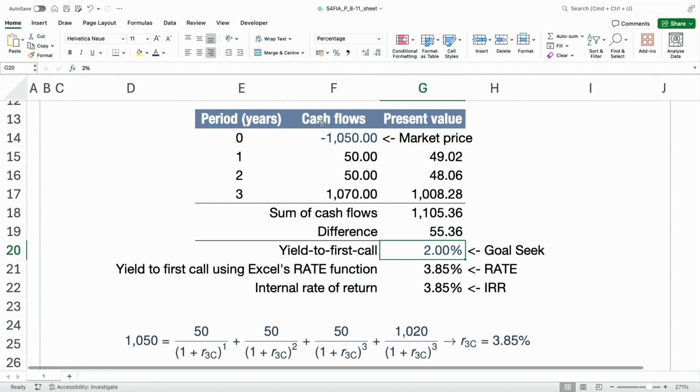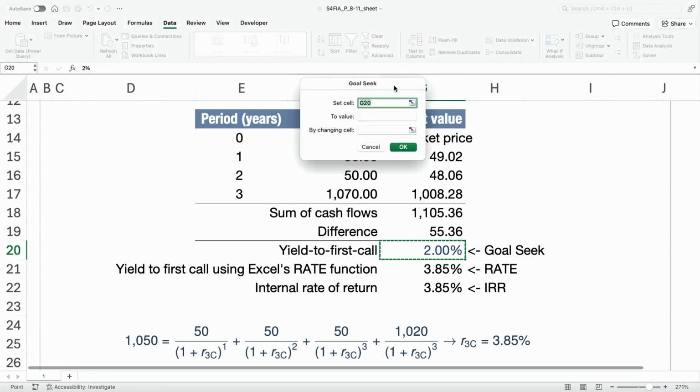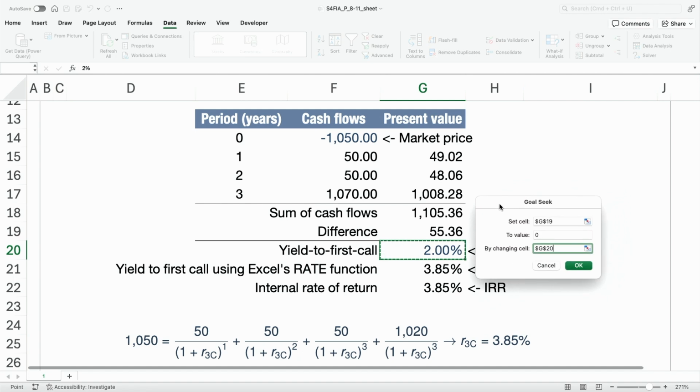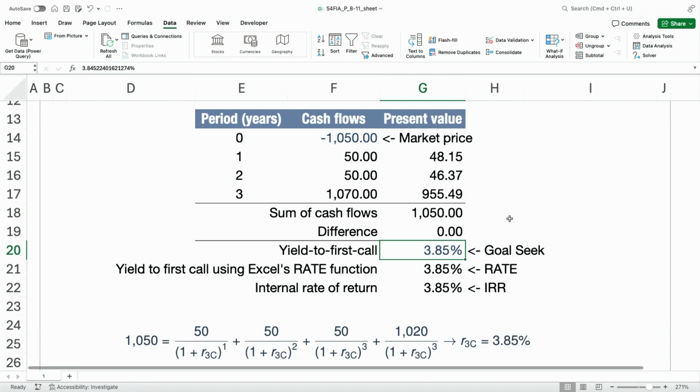We can therefore use goal seek again: data, what-if analysis, and goal seek. We set the cell with the difference between the sum of cash flows and the bond price provided to 0 by changing the discount rate. We get 3.85%. Alternatively, we could have used Excel's IRR function, like so, with the negative sign in front of the market price.